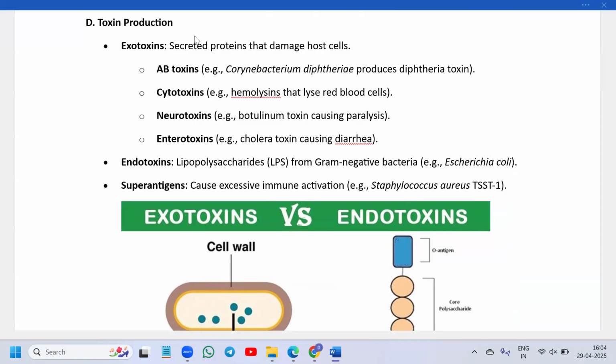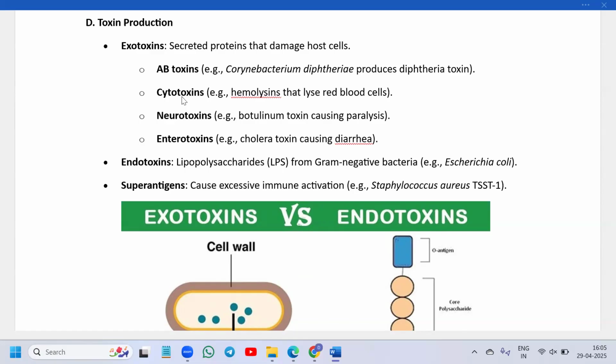One is AB toxin. So there will be A toxin, B toxin. One toxin will help in attachment to the cell of, for example, an organ like the intestine. The other toxin is going to be pathogenic. It will cause disease. So these are AB toxins. For example, Corynebacterium diphtheriae. This bacteria is going to produce diphtheria toxin.